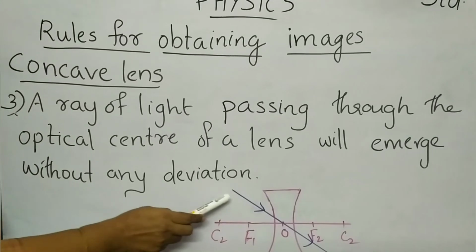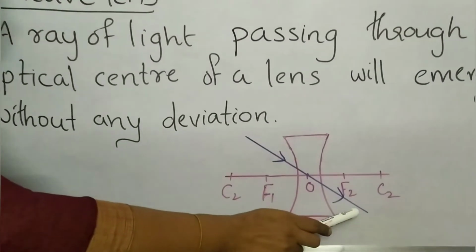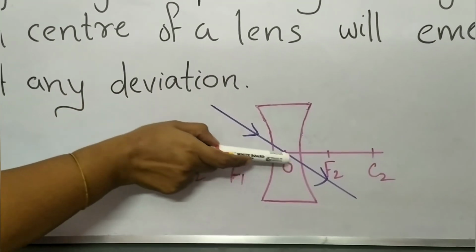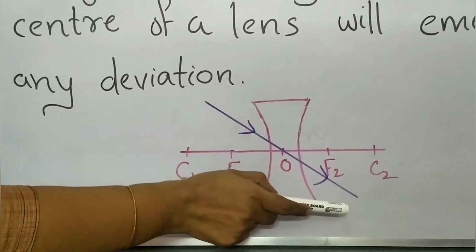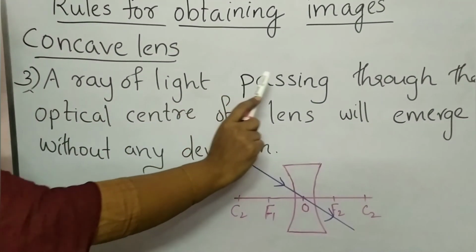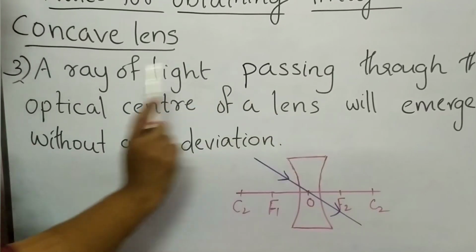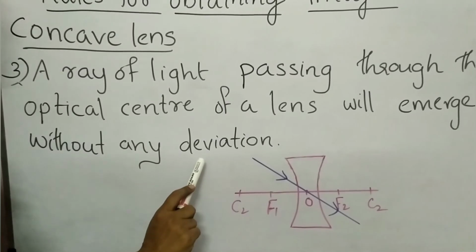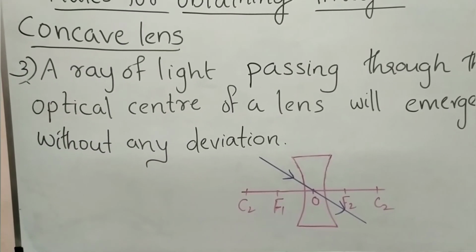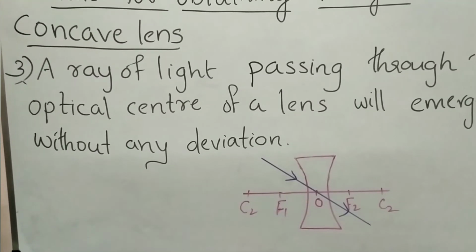Look children, here you can see a ray of light that is passing through the optical center of the concave lens. Here you can see the ray is passing through this without any deviation. So our rule is, a ray of light passing through the optical center of a lens will emerge without any deviation. So here now we have three rays. Among these three rays, any two you can consider to locate the image.